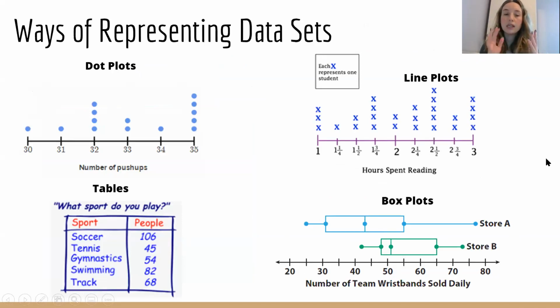You're going to now start seeing data in a variety of different ways. So you might see information represented with a line plot versus you might also see it represented with a dot plot. You should be familiar with all of these and feel comfortable analyzing each data set.